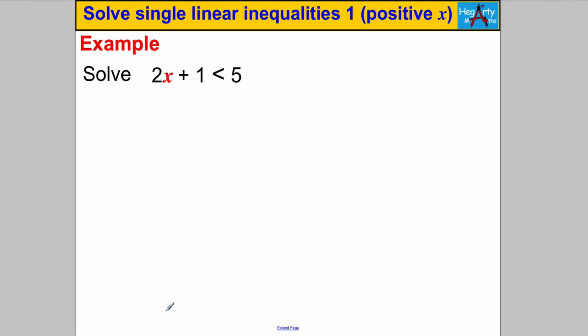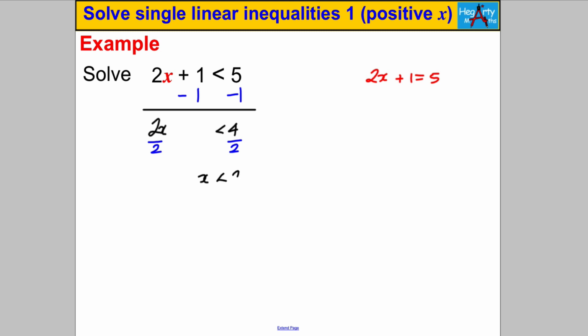So let's do a question. Solve the following. You do exactly what you would do in the case where you would be solving 2x add 1 equals 5. Just as you go down the page, you will never use an equal sign, you're going to use this less than sign. So what you're going to do is you'll subtract 1 off both sides. We're trying to work out the value of x, get x by itself, and therefore you'd have 2x is less than 4, and then you would divide both sides by 2, and therefore you would get x is less than 2.